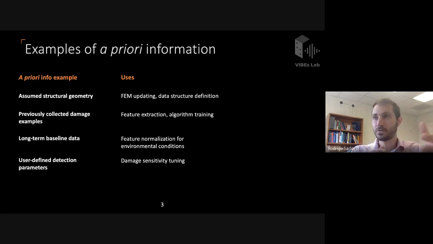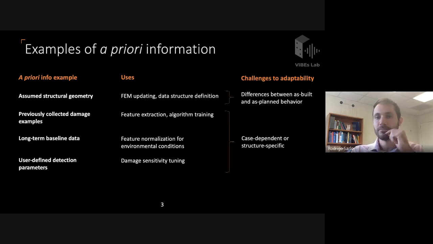I'm not necessarily saying these things are bad. They're actually very useful in a lot of cases, especially if you're looking at specific structures for specific damage cases. But they do limit our ability to adapt or extrapolate to different domains, different structures. And so these essentially result in some specific challenges, which I'll focus on today.